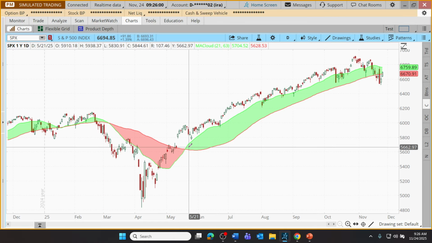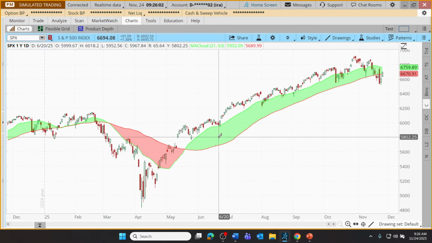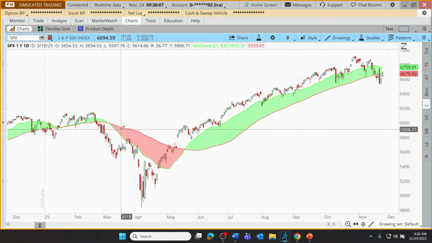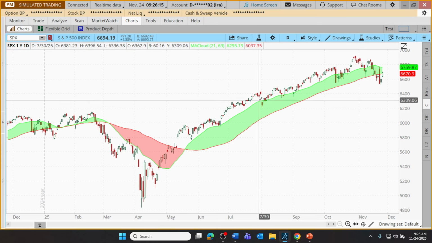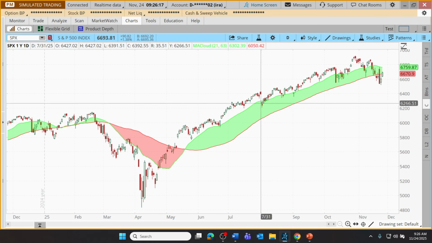And when our 21 is above the 63, we'll see a green indication indicating a potential bullish trend. When the 21 is below the 63, we'll see red, but the red and the green can be of varying degrees of thickness. So for some traders, when they see a thick cloud, that can be seen as a confirmation of a particularly bullish trend, in the case of a green cloud.